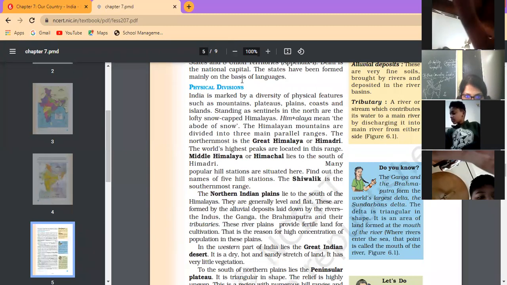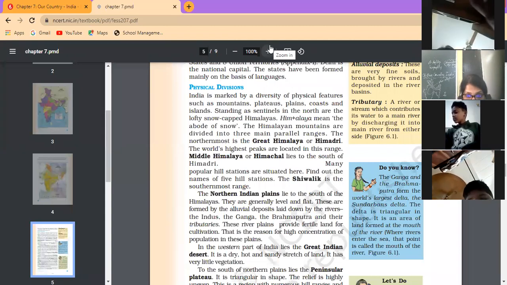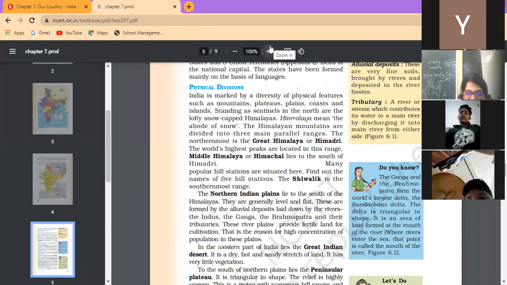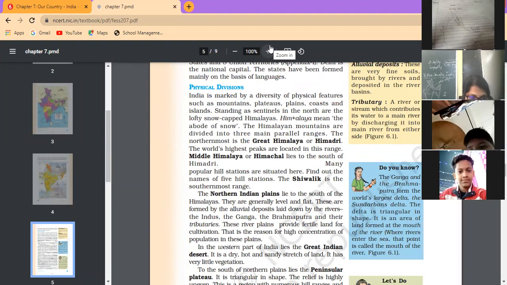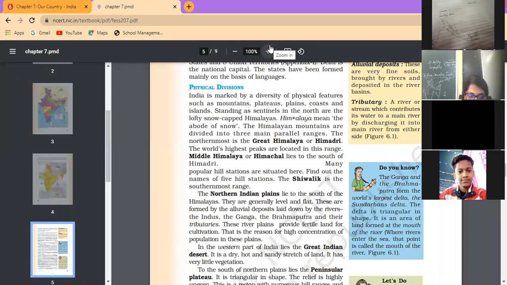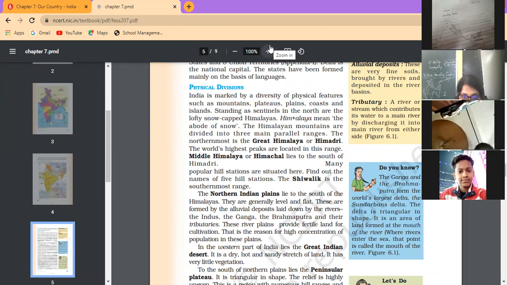What is alluvial soil? Alluvial soils are very fine soil brought by rivers and deposited in the river basin. Basin means the area drained by many different rivers. That area is known as a river basin, and the basin is named after the river. Like this area is a basin, which basin? Ganga Brahmaputra basin, because Ganga and Brahmaputra with all their tributaries drain this area.